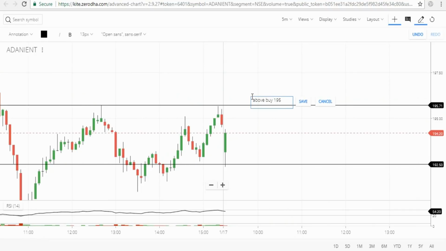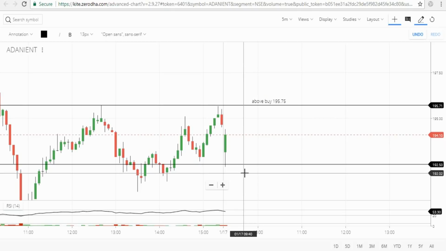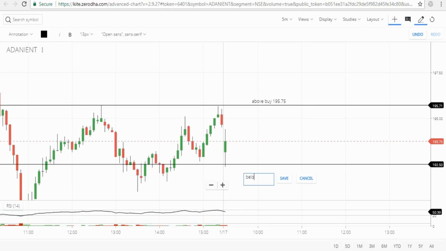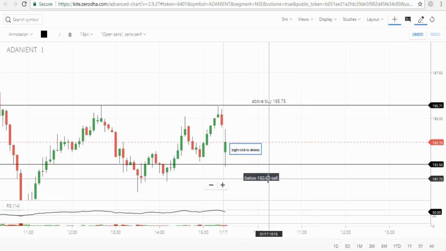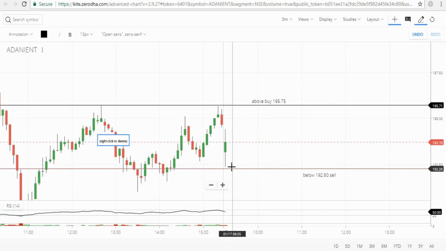So above this level, buy. 195.75 and above is the buy level, and the sell level is 192.50. Okay, let's wait and see which one becomes active first, either buy or sell.